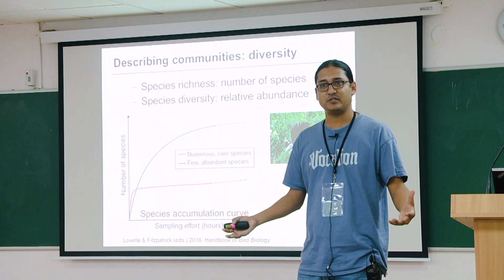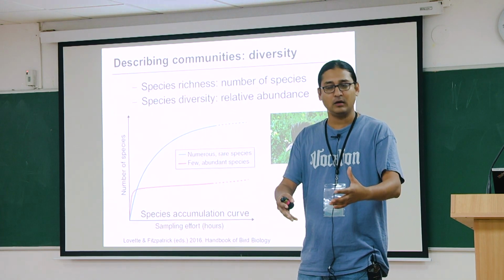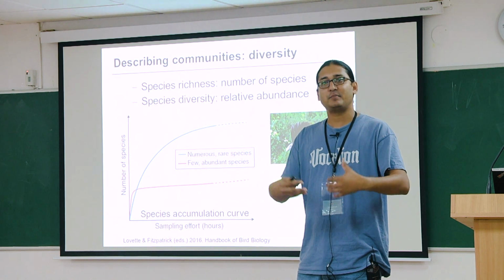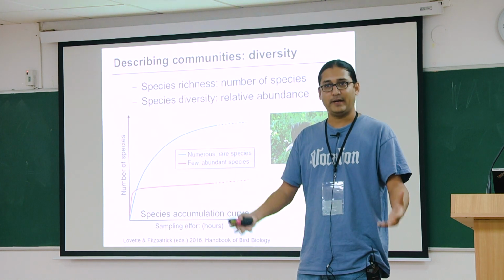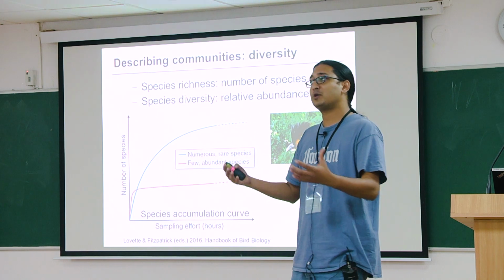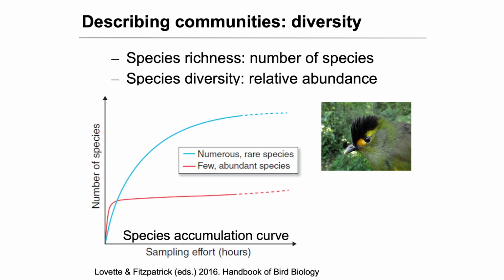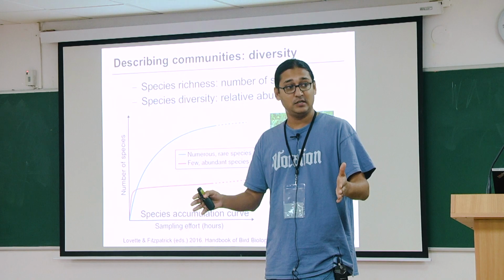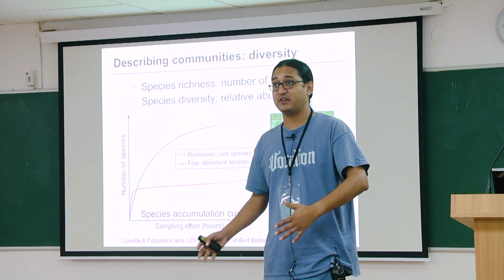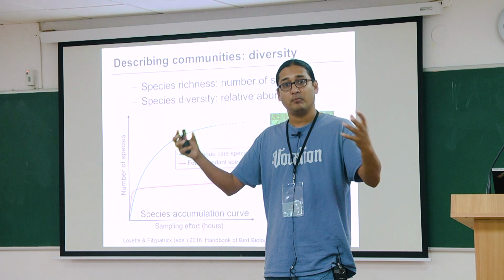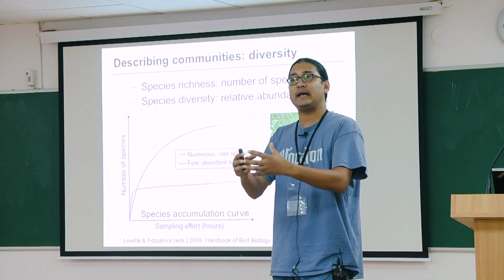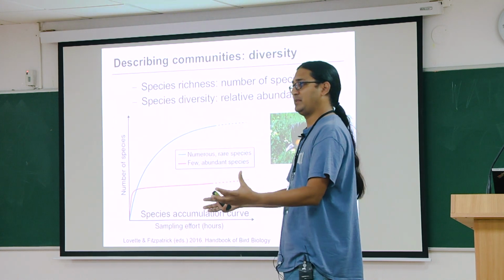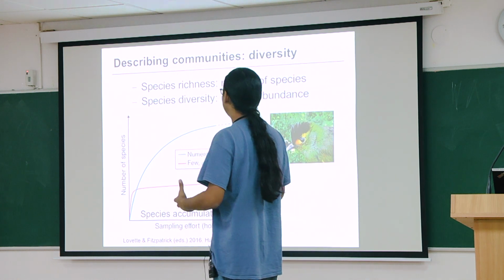If you have 20 species of birds in Desert National Park, that means the species richness of Desert National Park is 20. When you talk about species diversity, you're not only taking into account the number of species, you're also taking into account the abundances of those species. Because all species are not equal when it comes to abundance. Some species are more common, other species are rare. So when you put together both the number of species as well as the relative abundances of those species, you get to a metric called species diversity.